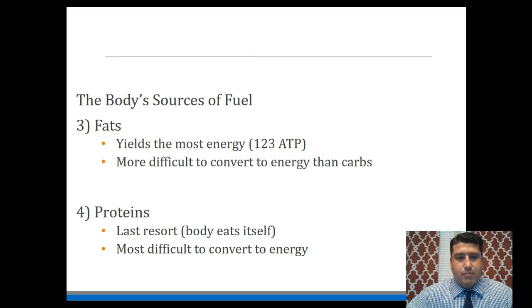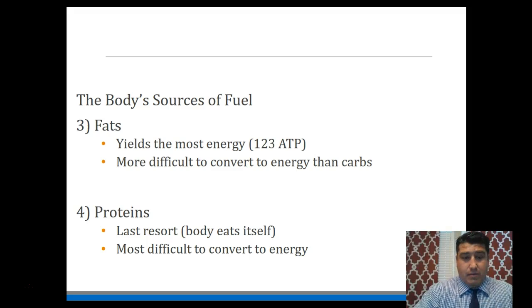The last 2, fats and proteins. Fats are highly efficient at producing energy, but they're a little more difficult to convert to energy than carbs, so they're not as preferred as carbohydrates. And proteins are the last resort. We don't store proteins. If we need protein in order to build or to repair our body, obviously we use protein to build our muscles if we're into muscular fitness. But if it's not used for building or for repair, we just get rid of it. We don't store it.